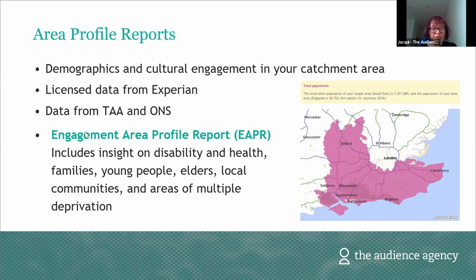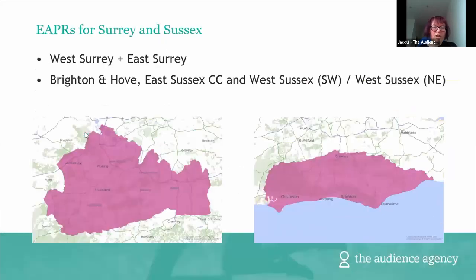So it's all about balancing out all of the different bits of data that you have available and layering it up. So these are the two profile reports we're going to look at this morning. There's one that covers West and East Surrey, and the other one which covers Brighton and Hove, East Sussex and West Sussex as a catchment area.